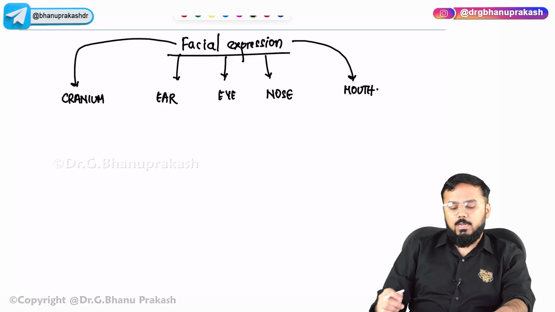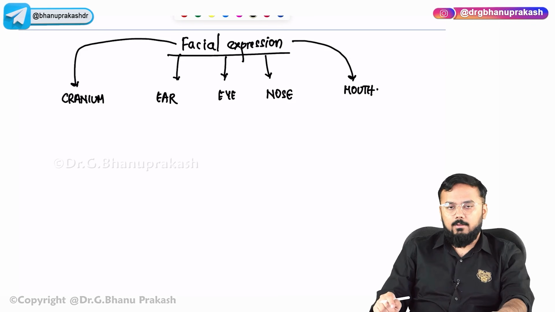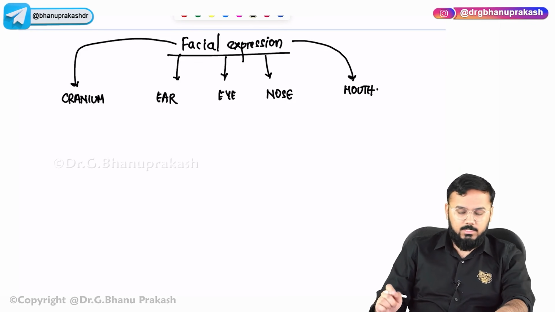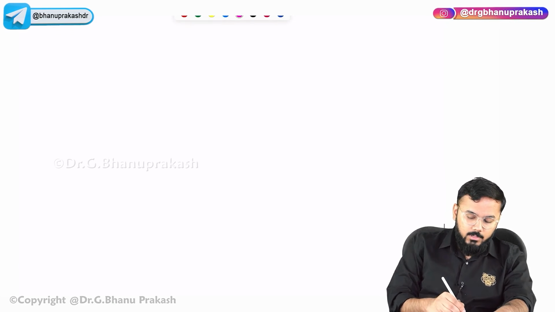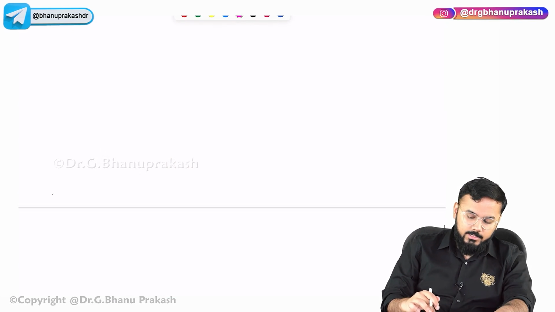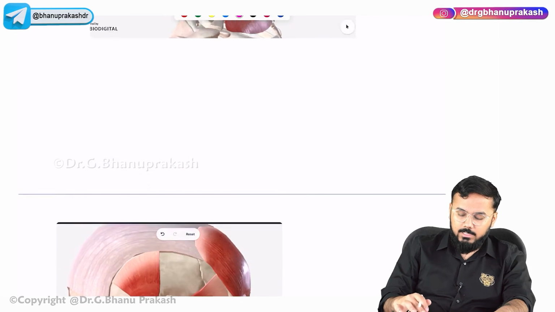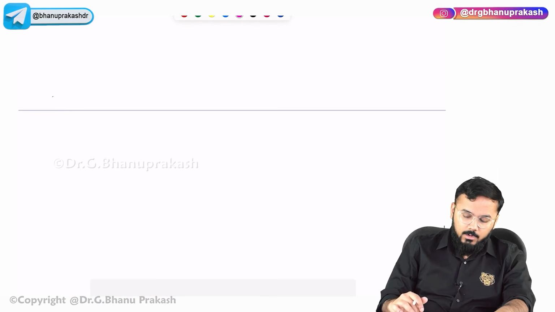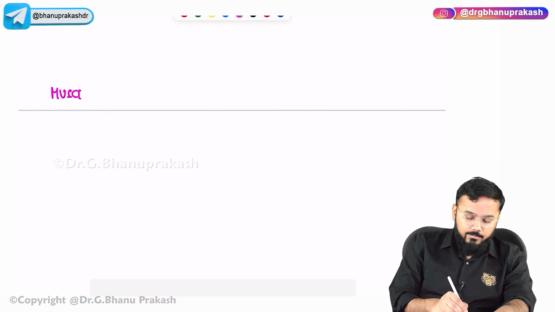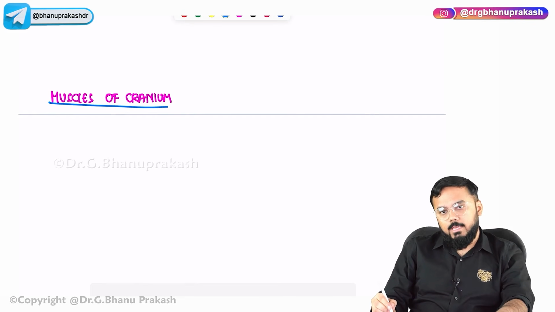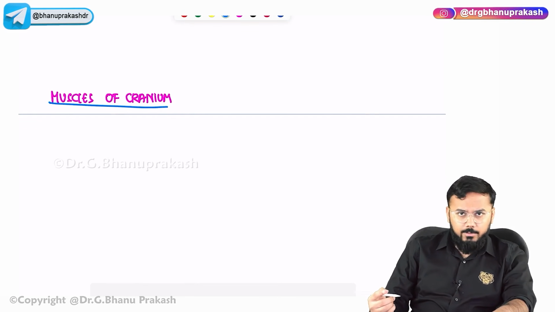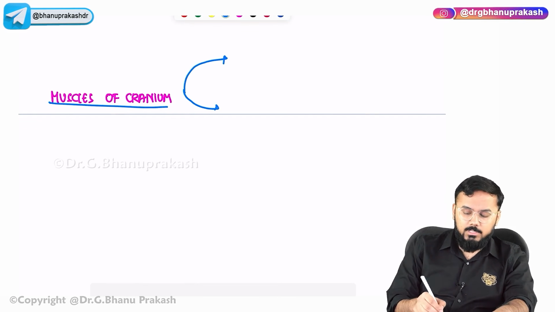First I will tell you the names of these muscles. Later I will tell you what nerve is innervating all these muscles. First we shall discuss the muscles of the cranium. So the first important discussion would be regarding the muscles of the cranium. There are two important muscles over here.